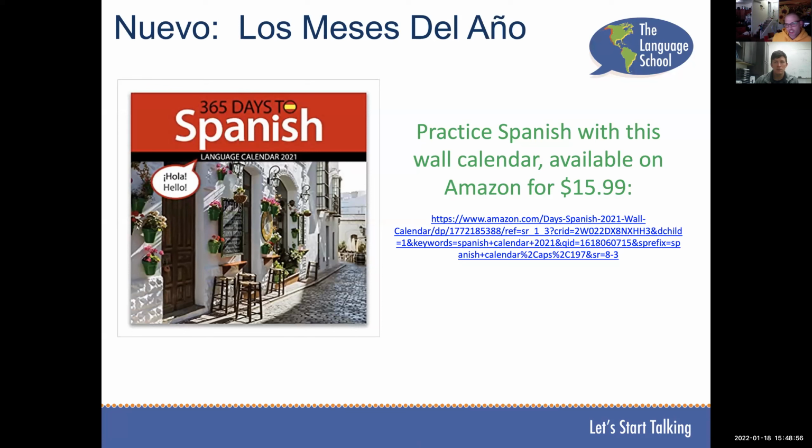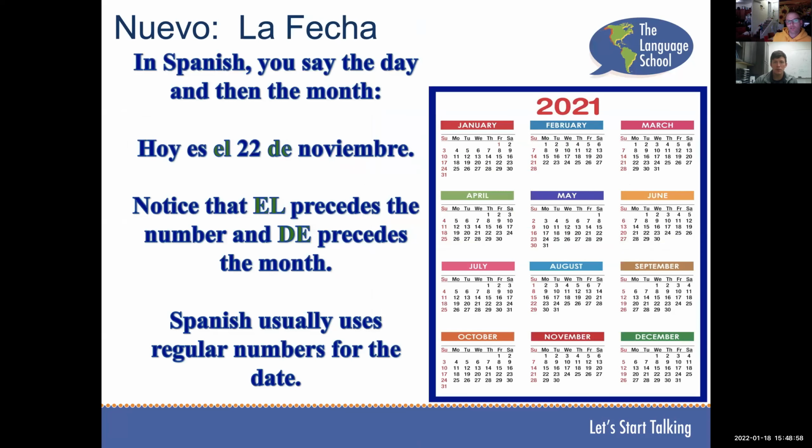So check it out. So la fecha means the date. La fecha, just like almost everything else, is backwards from the way we would normally say it in English. So we normally say the month and then the numerical date. In Spanish, it's backwards, of course. So you start with the numerical date and then you follow it with the month. So hoy es el 22 de noviembre. It's like saying today is November 22nd. Notice the L precedes the number and then de comes before the month.